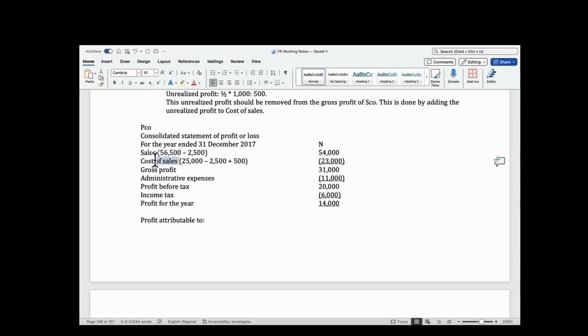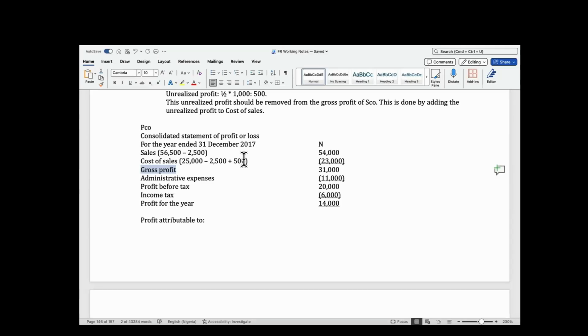Okay, that unrealized profit, we'll find a way to infuse it into cost of sales, so that it can have the same impact as reducing it from gross profit. So the only way to do that is to add it to cost of sales, to increase your cost with what you want to remove from your profit. When you want to reduce your profit, just increase the costs. It will reduce your profit.